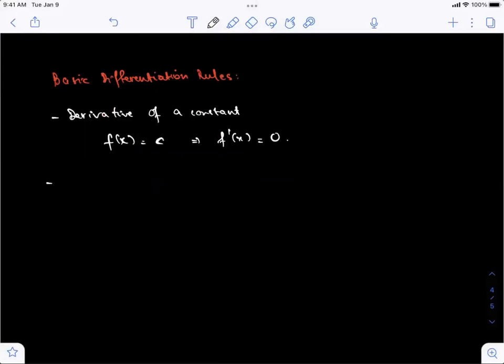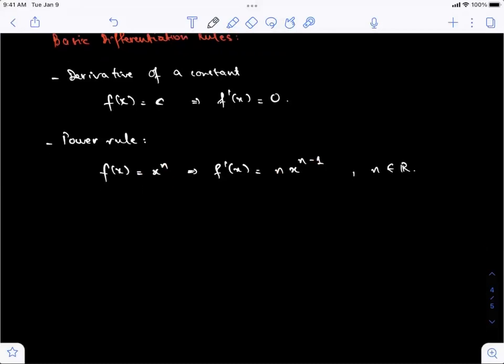We have learned about the power rule: if you have a function of the form f of x equal to x to the power n, then the derivative is n times x to the n minus 1. Basically, you take the exponent n, bring it to the front as a multiplication, and subtract 1 from the exponent. You can choose any value of n, so any value of n should work here.